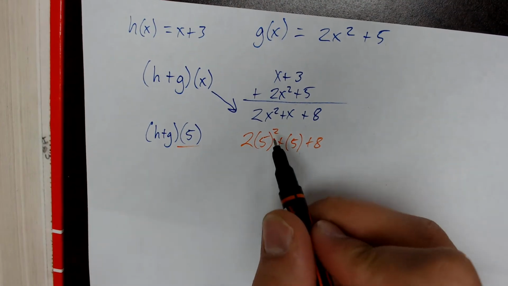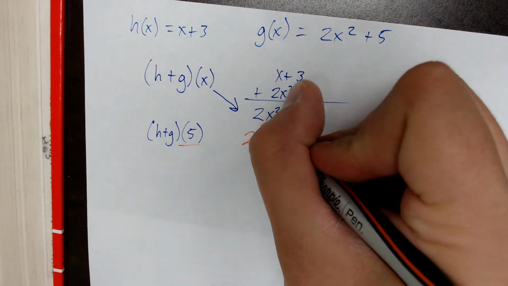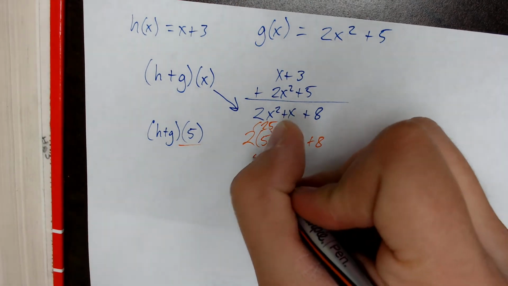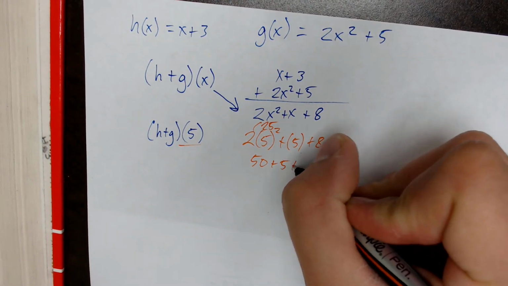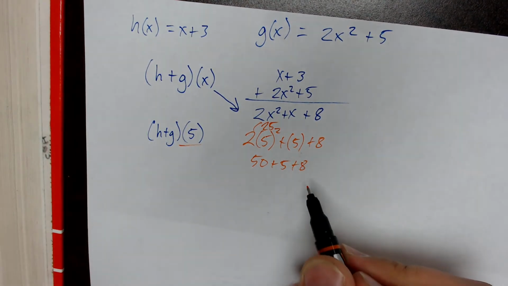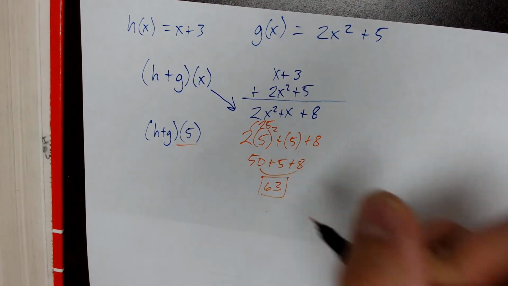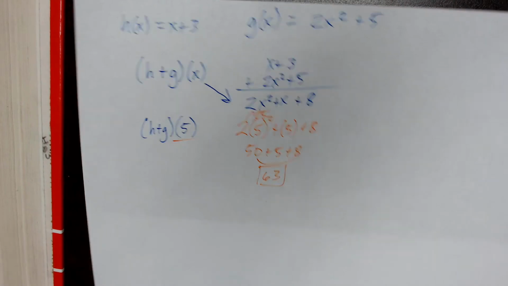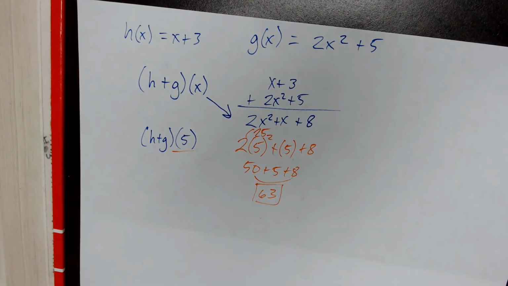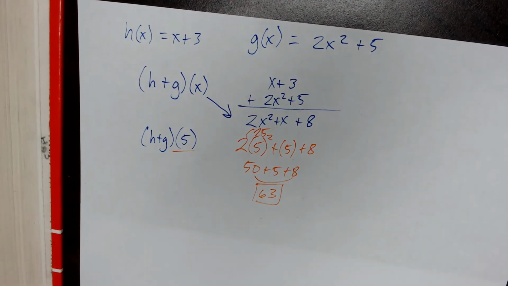Okay, so 5 squared is 25. So that's 25. 25 times 2 is 50. So then 50 plus 5 plus 8, I get 55 and then 63. And that is my answer. Okay, so that's actually sum of functions. I'll do one more example from the top so you guys can see how it all works.